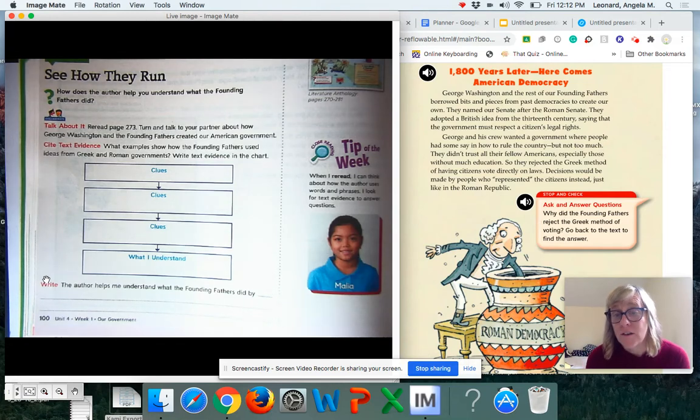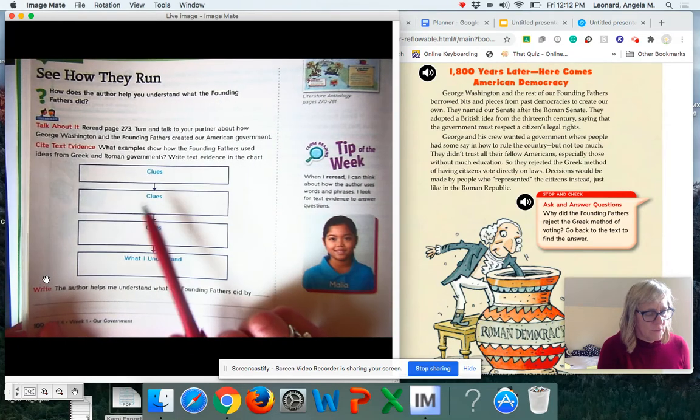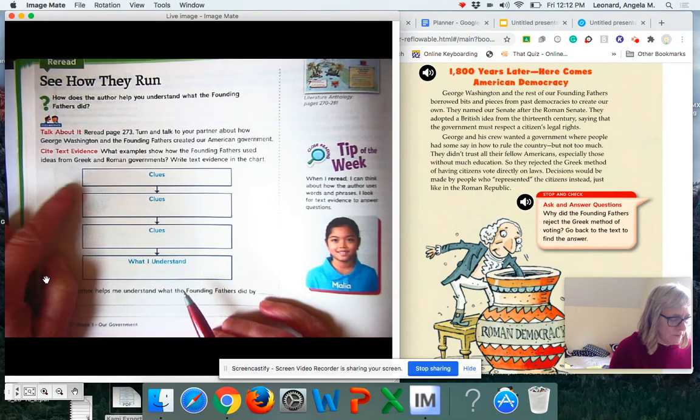All right, let's go back and look for some clues. What examples show how the founding fathers used ideas from Greek and Roman governments? Write evidence in the chart. Well, one of the first ones I read was they named our Senate after the Roman Senate. So I'm going to write that in the clues.